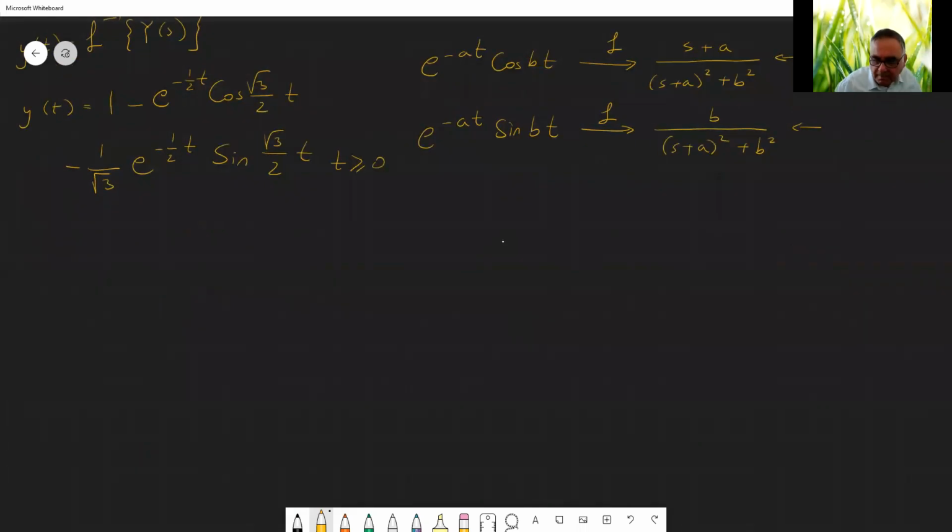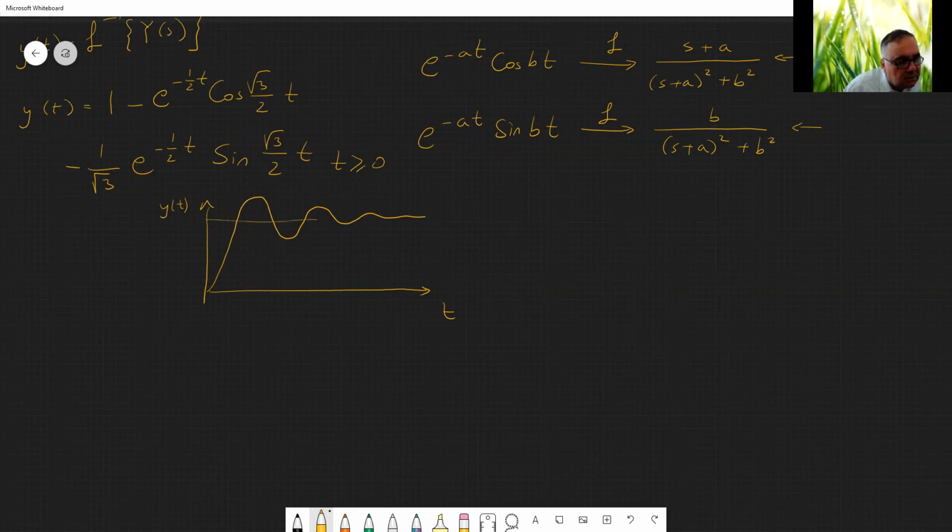If you look at this function y(t) versus t, the solution, it is actually a step response of a system, which will look like something like this. It is a damped step response, which eventually dies out and comes to a steady state at 1. So this is the response of the system. This is the result, okay?